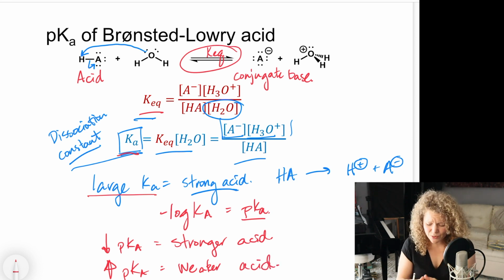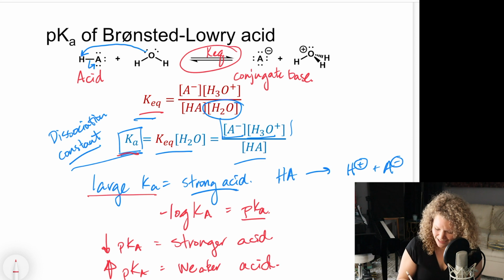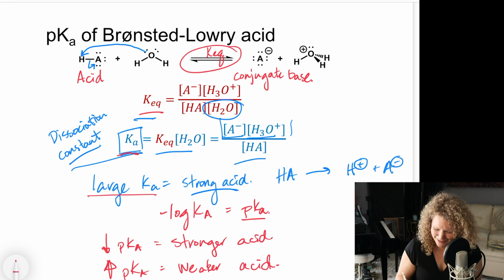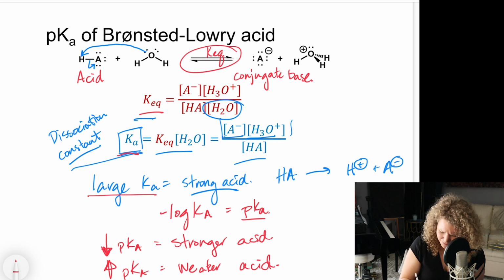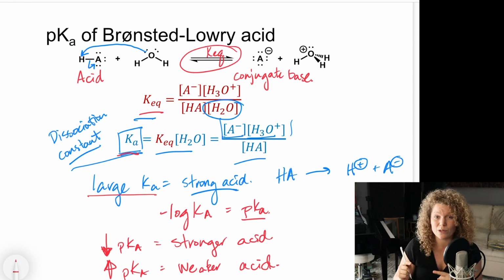Now, in this class, we're not going to be focusing on these concentrations of different species and calculating this out. We already have a list of pKa's we're going to use and compare them. I just wanted to show you a little bit of the math behind where we even get pKa and why this relationship is kind of opposite. So again, lower pKa numbers mean stronger acid. Higher pKa numbers mean weaker acids.